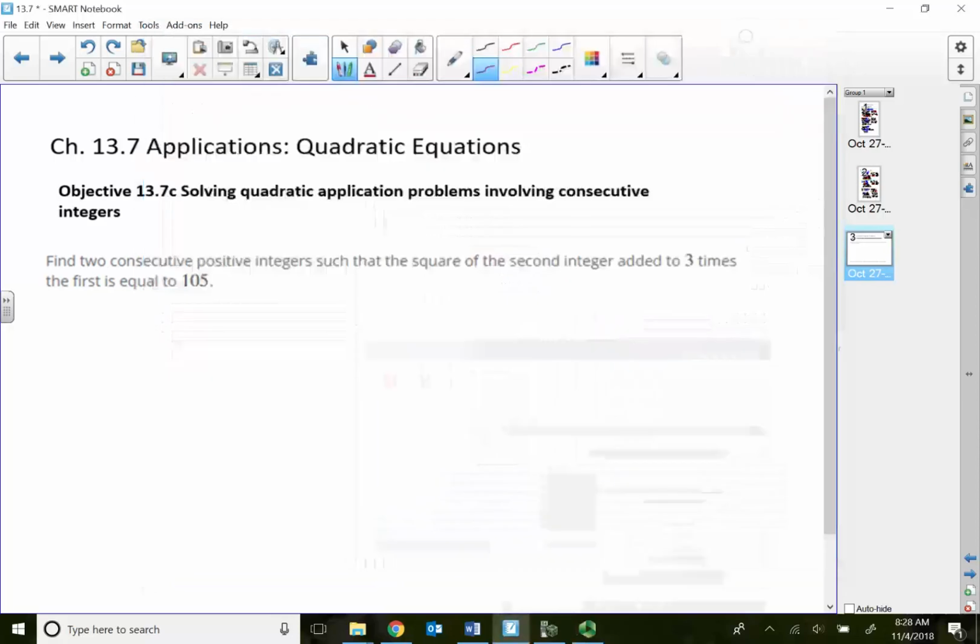Welcome back to module 13.7. This is our last video for module 13 as well. So let's take a look at how we can solve quadratic equations involving consecutive integers.